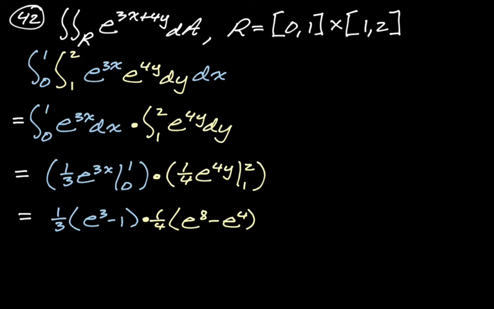I don't want to multiply those, so I'm just going to write my answer as 1/12 times e to the 3rd minus 1, times e to the 8th minus e to the 4th. Even saying it is kind of not great. I think that's as good as it's going to get. You could multiply that out. Probably an answer key might multiply that out. But again, do I know what that is? It's an enormous number, but I don't know what number that is.